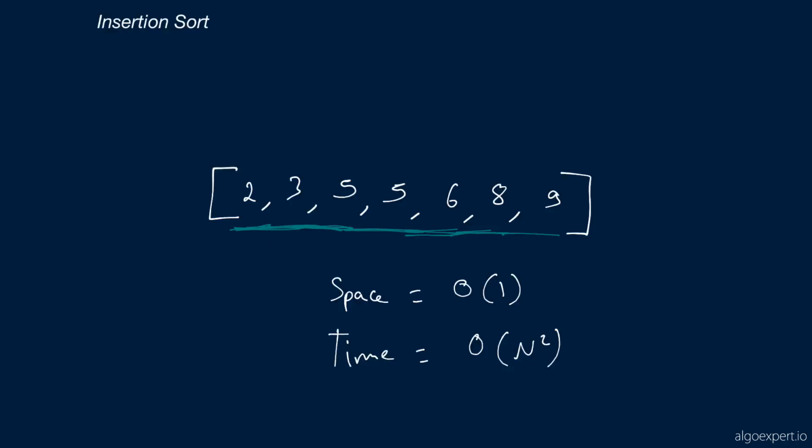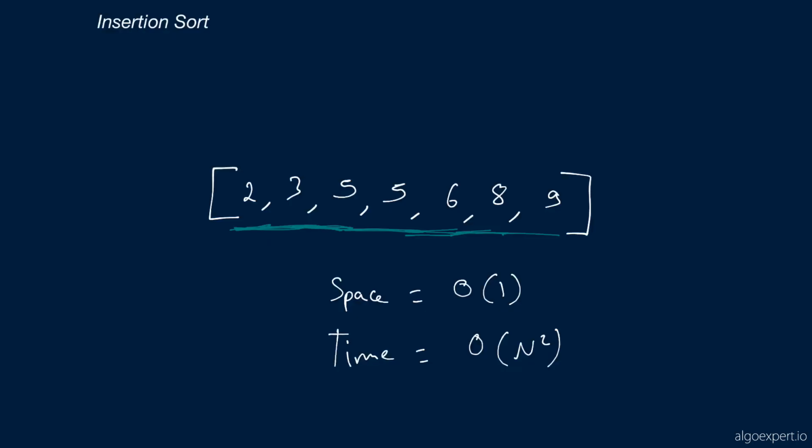Because we'd start by checking 3. 3 is greater than 2, so we don't have to do a swap. 5 is greater than 3, so we don't have to do a swap. 5 is greater than or equal to 5, no swap, and so on and so forth. And in that case, the time complexity wouldn't be O of n squared. But in the grand majority of cases, the average performance is O of n squared time, and so is the worst case performance. So that is it for the conceptual overview of insertion sort.